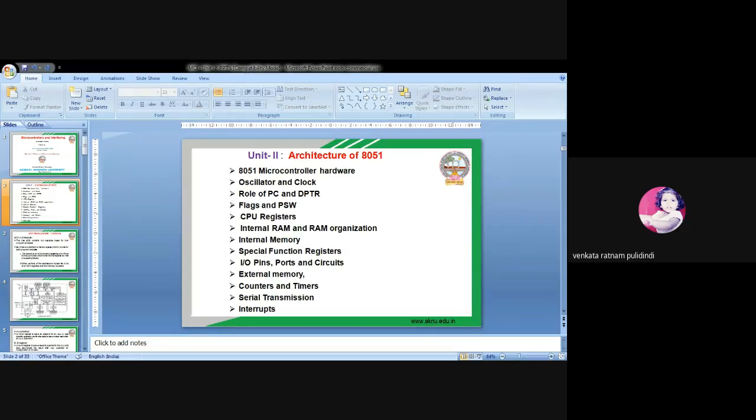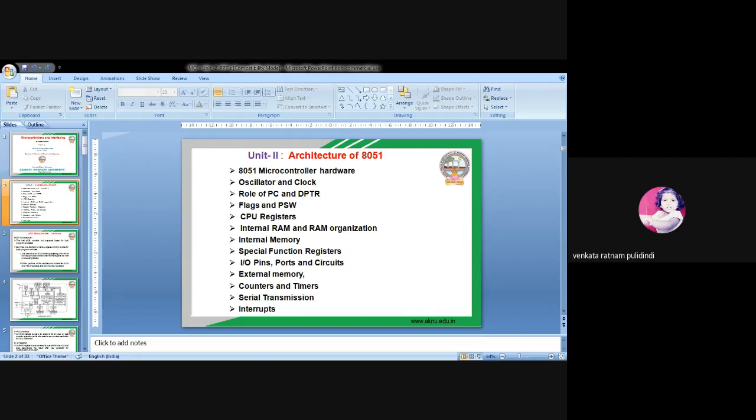How many IO pins are there? How many IO ports are there? How can they interface? What are the circuits involved while connecting the integrated circuit to the external world, or 8051 microcontroller connected to the external world? Okay, therefore we discuss about the IO pins and ports and port circuits. And again, sometimes we need to interface external memory, how they can interface to the microcontroller. So that is nothing but external memory.